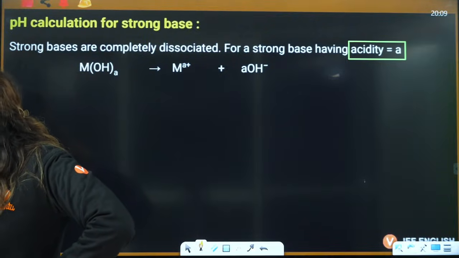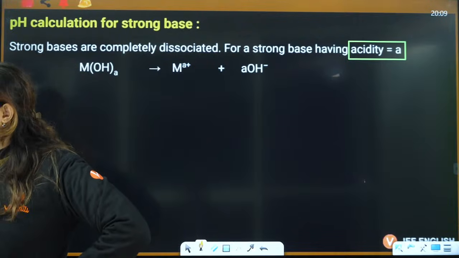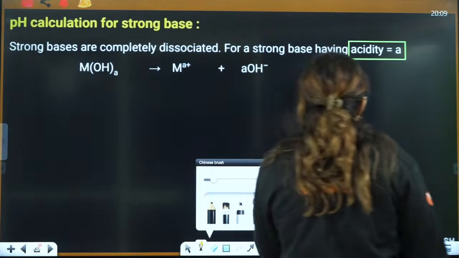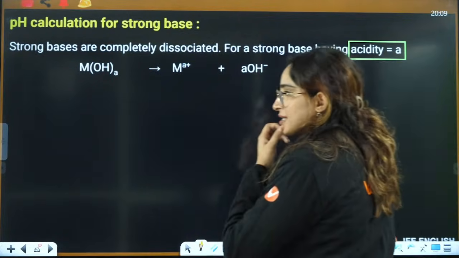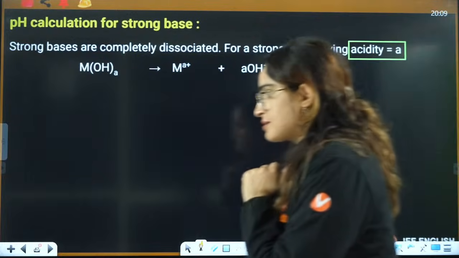Water contributes H positive at low acid concentration. Definitely correct, Louis, very good. Definitely at low acid concentration, it is defined that is 10 raised to power minus 6. It should be greater or less than 10 raised to power minus 6.